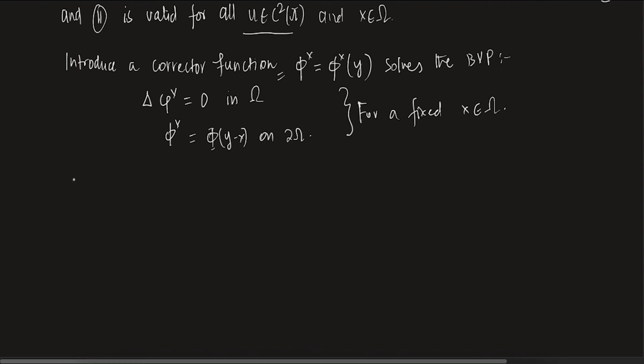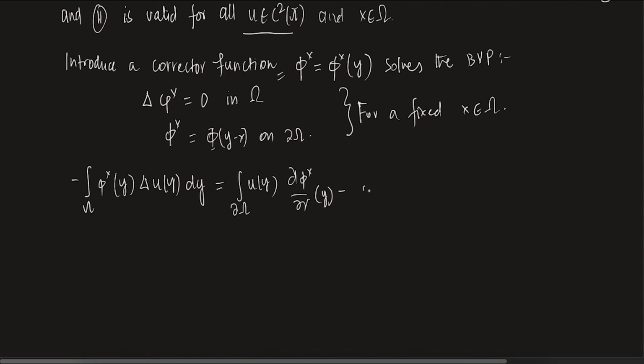Once we apply integration by parts, we of course get this. Let me write it down. The integral over Omega of phi_x(y) Laplacian of u(y) dy equals the integral over the boundary ∂Omega of u(y) ∂phi_x/∂γ(y) minus phi_x(y) ∂u/∂γ(y) dS(y).